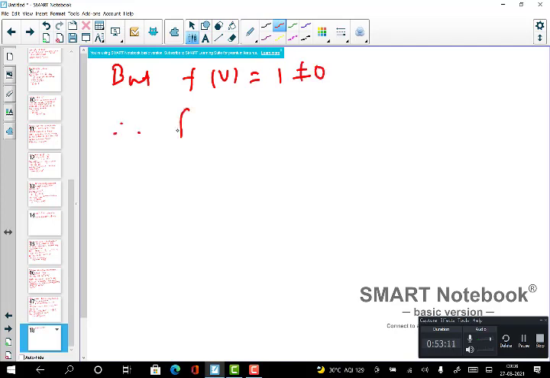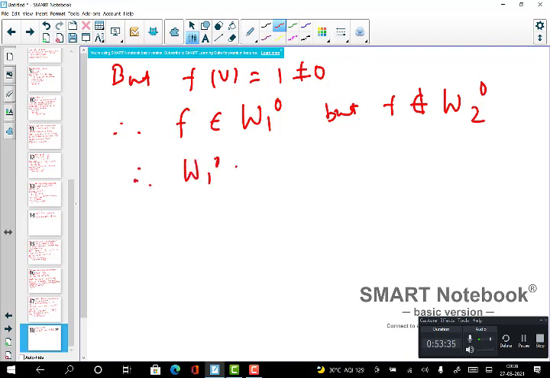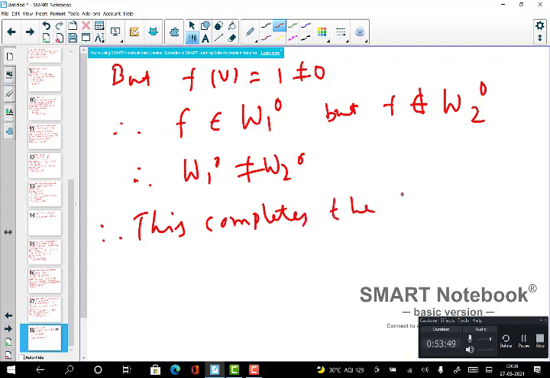So f annihilates every element of W1, right? So f is inside W1 zero, but f does not belong to W2 zero, because there is an element v inside W2 which f does not annihilate, right? So what does that mean? That means W1 zero cannot be equal to W2 zero, and hence the proof. So this completes the proof.